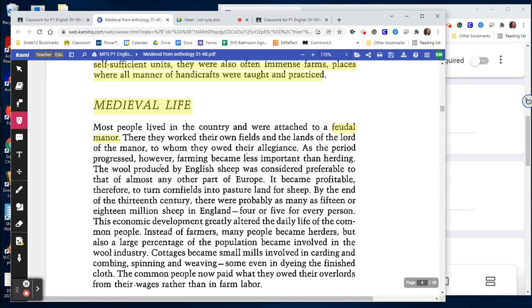As the period progressed, however, farming became less important than herding. The wool produced by English sheep was considered preferable to that of almost any other part of Europe. It became profitable, therefore, to turn cornfields into pasture land for sheep. By the end of the 13th century, there were probably as many as 15 or 18 million sheep in England, 4 or 5 for every person.